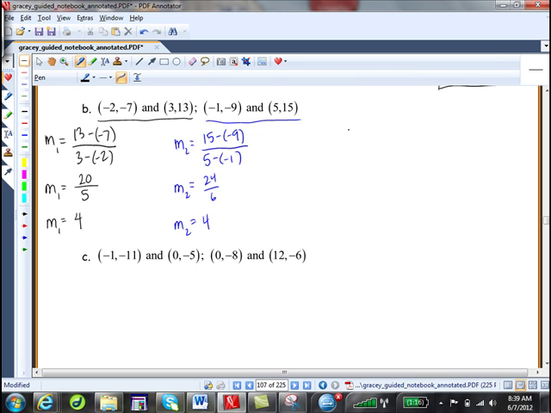So we do our check. Is M1 equal to M2? Well, 4 equals 4. So yes. So the lines are what? Good, parallel.